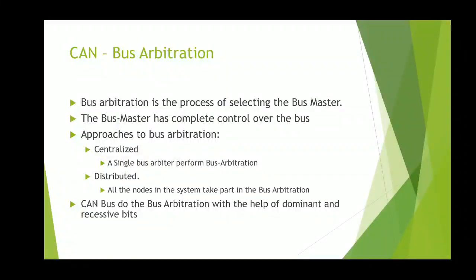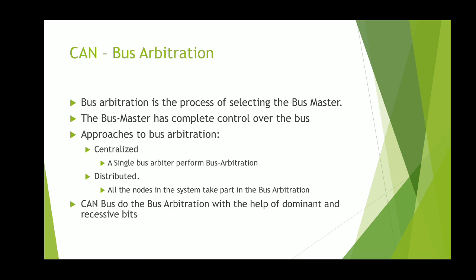In the previous slide, I gave an introduction to bus arbitration. CAN has a multi-master architecture. It means that the devices connected to the CAN bus can transmit data at any time. If two or more devices start to transmit data to the bus, then a collision may occur. The bus arbitration technique is used to prevent such a thing from happening. And there are two methods for bus arbitration.